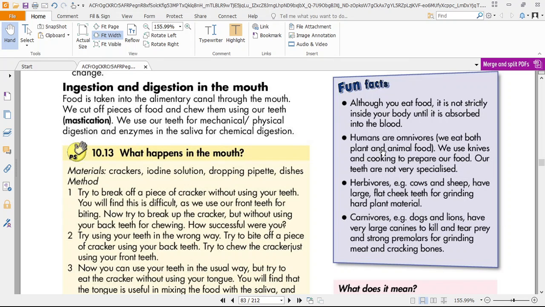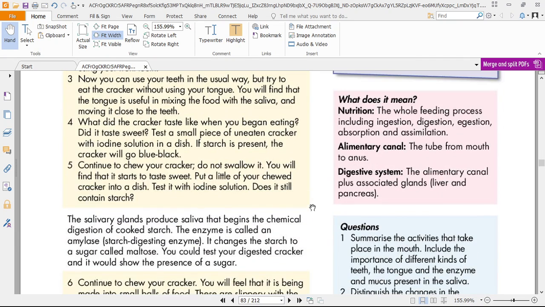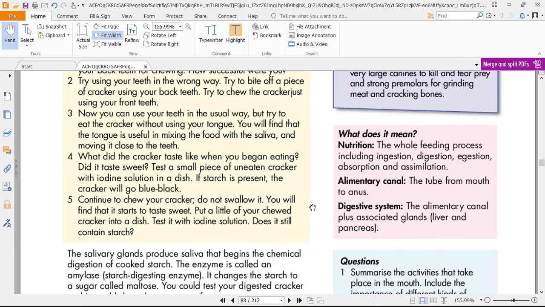Now you have carnivores such as dogs and lions that have very large canines, the vampire teeth, to kill and tear prey, and strong premolars for grinding meat and cracking bones. Wow, serious stuff there, people. Now, what is nutrition? The whole feeding process, including ingestion, digestion, egestion, absorption, and assimilation. You are going to know these words also.